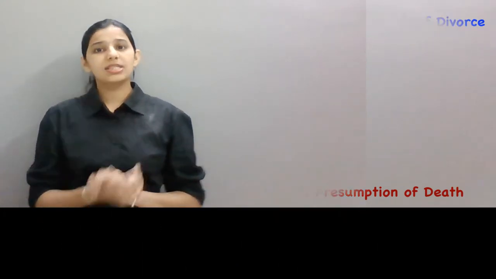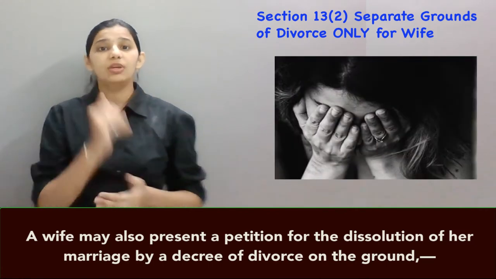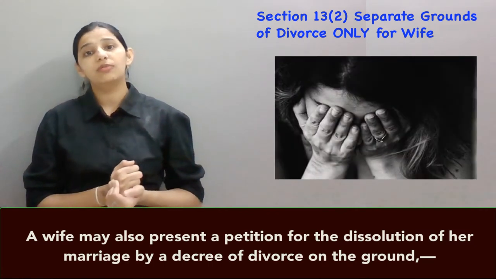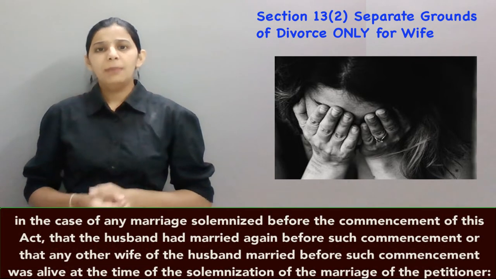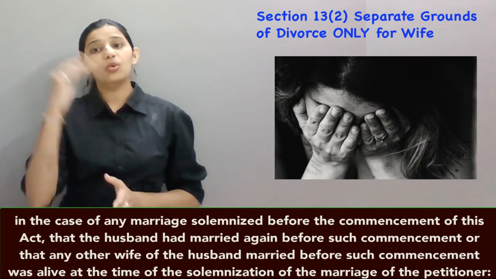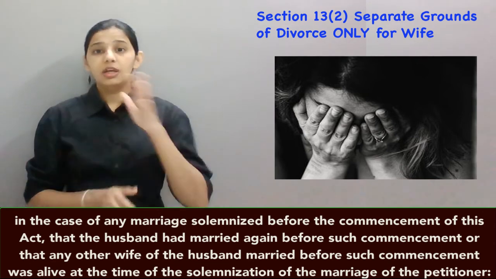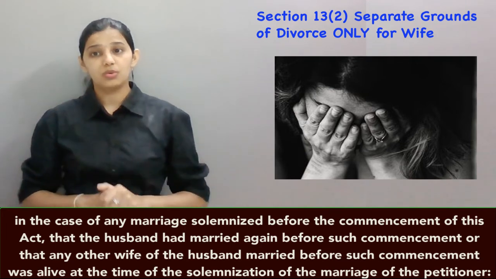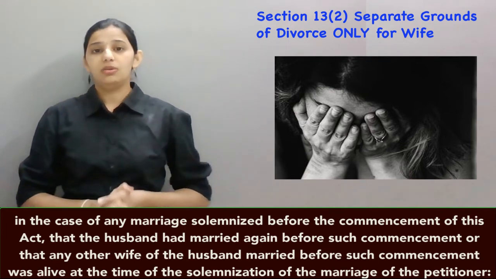Now we proceed with section 13 clause 2, which provides separate grounds of divorce by way of a protective discrimination in favor of the wife. So the first ground is bigamy. Bigamy is where the husband has more than one wife living with him after the commencement of this Act. A wife may present a petition for divorce under clause 1 of subsection 2 of section 13 of the Act.